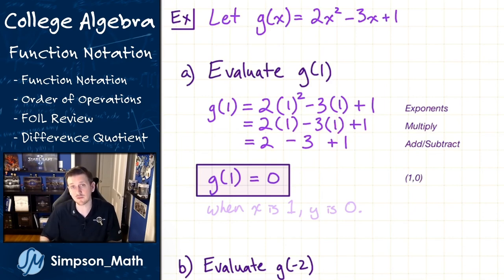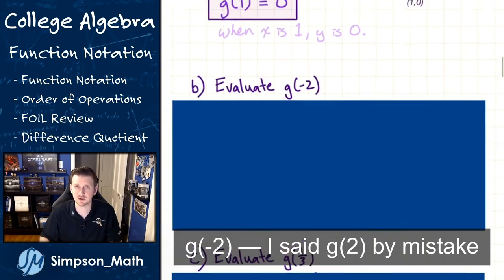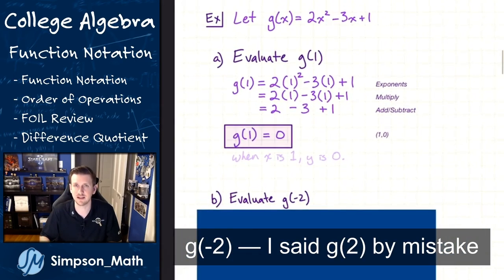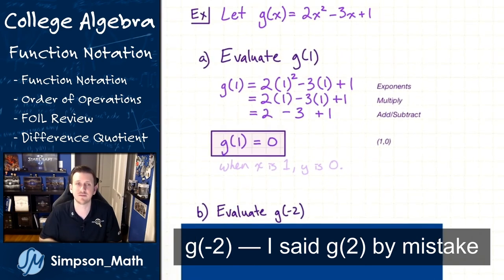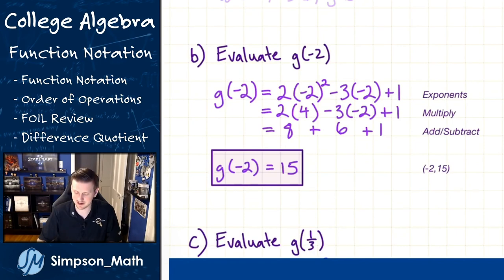All right? So using order of operations, I would like for you to evaluate g of negative 2. Pause the video and try this on your own. I'm zooming out so that way you can see the g function. There you go. Pause the video, try this on your own. All right, welcome back. Let's see how you did.